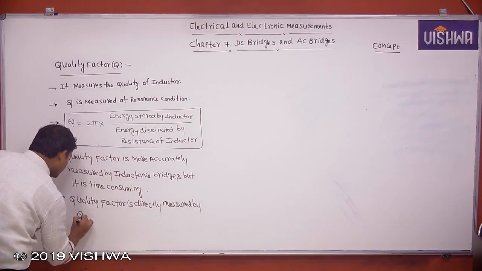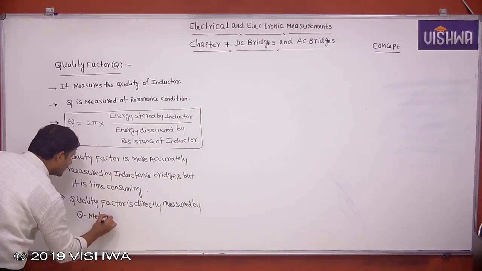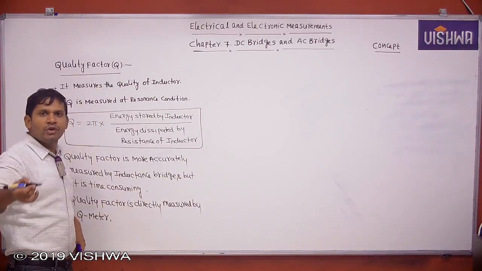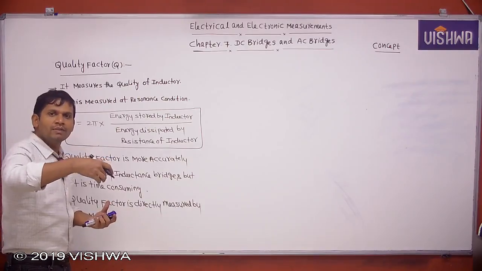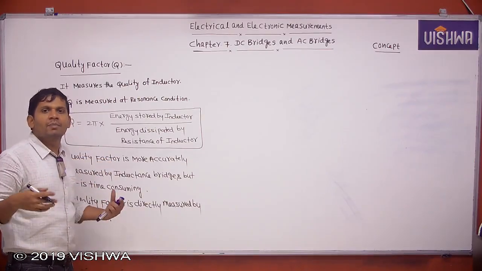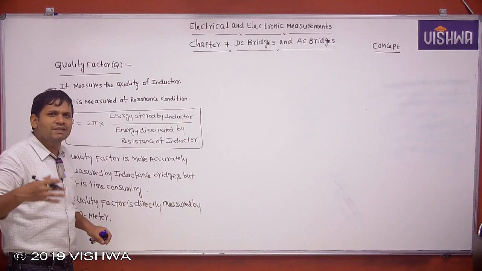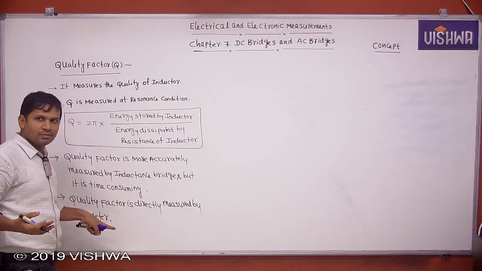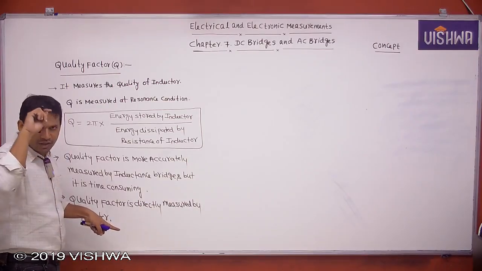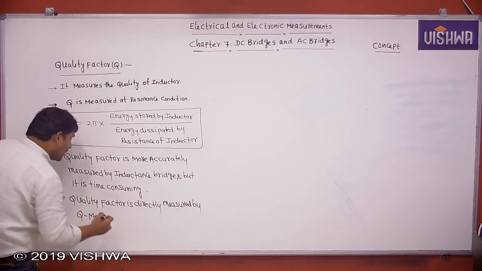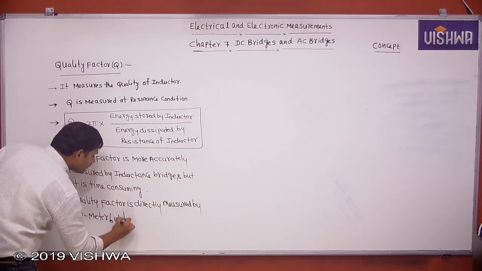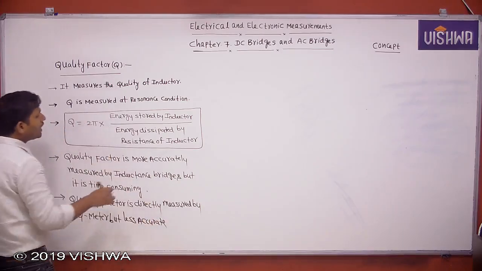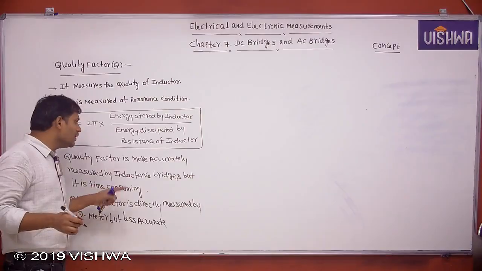Q meter means the deflection of a pointer directly indicates the reading. But if you want to measure the quality factor using bridges, you bring that coil, connect it in any one arm, bring the bridge to balance condition, then apply the formula. That is a time consuming process. That's why quality factor is directly measured by Q meter. The deflection of a pointer directly shows the reading, but the problem is it is less accurate. Okay, this is the selection in order to measure the quality factor using bridges and Q meter.